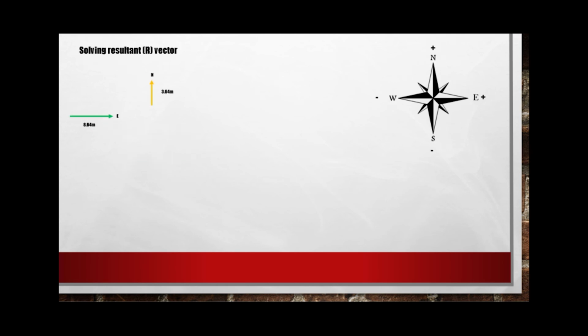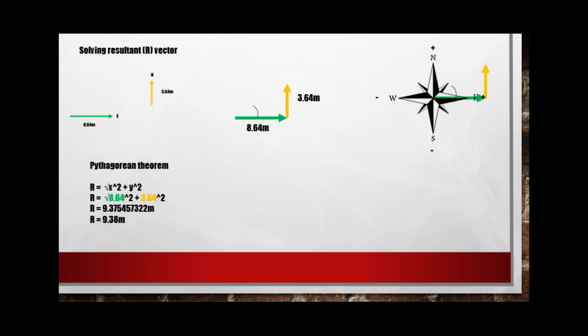Solving for the resultant vector. First, we will use the Pythagorean theorem to get its magnitude. That is, R equals square root of x squared plus y squared. Substitute and we get the answer. We just need three significant figures. So, the answer is R equals 9.38 meters.